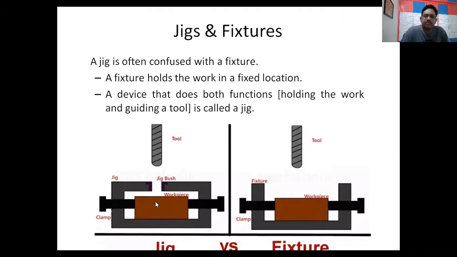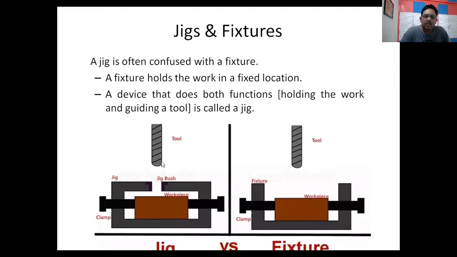This means I can perform. For example, here we see it's a fixture. The support is there, you are holding and you are holding in a correct position. So location is also there, but there is no provision for tool guiding. That means without a guide tool, you can make a drilling operation anywhere on the workpiece.